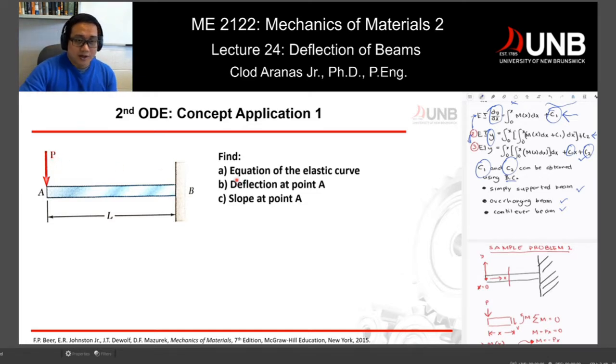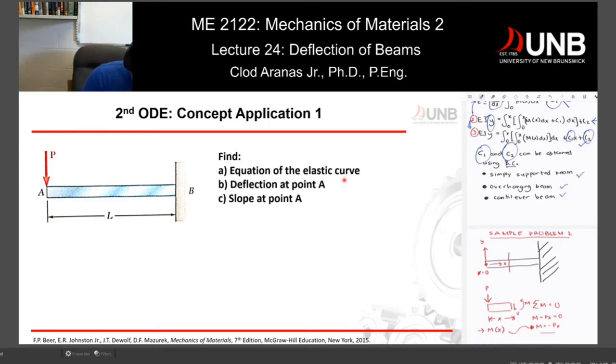Now, here we are asked to find the equation of the elastic curve. And what do we mean by equation of the elastic curve? For letter A, the equation of the elastic curve is just y as a function of x. So it's an equation that tells us the deflection at any point of our beam. Whatever x we have, we can substitute that x and get the deflection of our beam at that point. So number one, it's just an equation: y is equal to something.